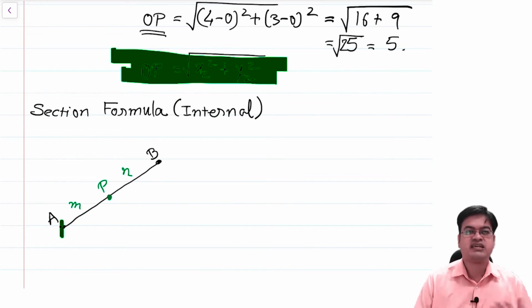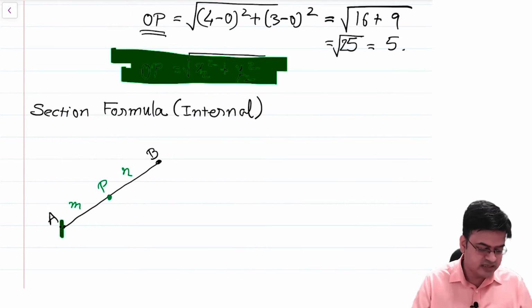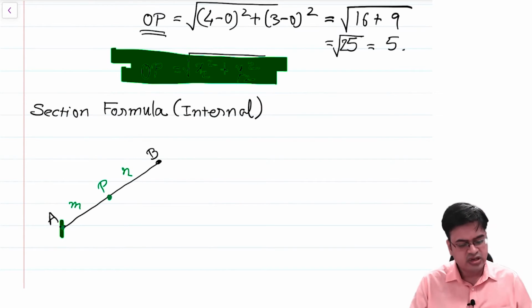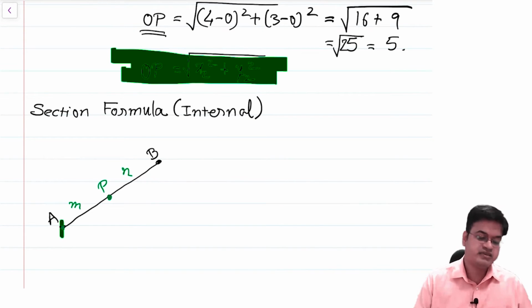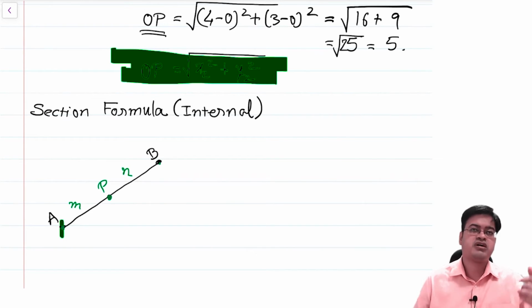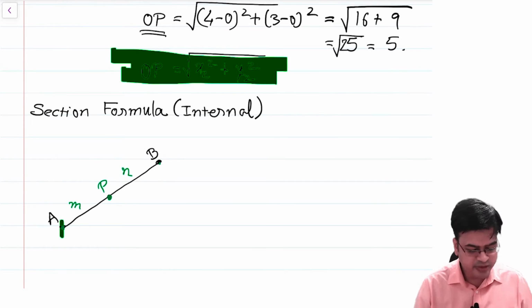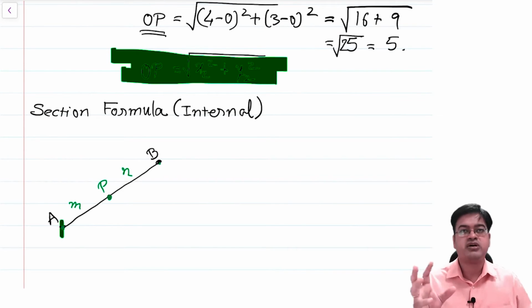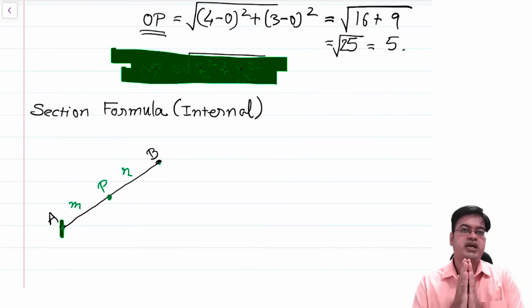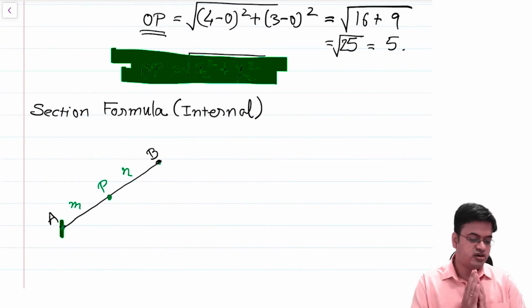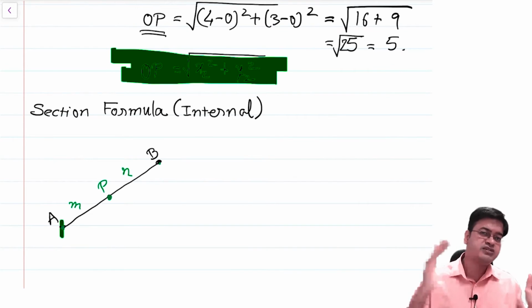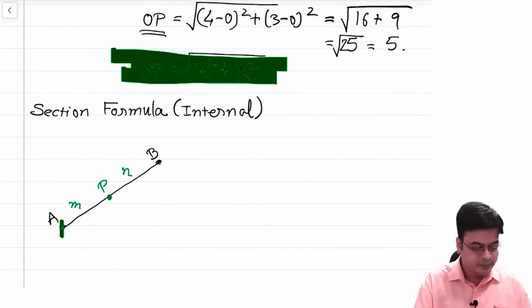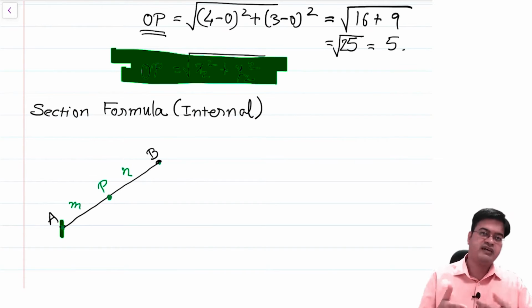I can relate this section formula with some mobile tower or something like that. For example, if there is a building at point A and there is a building at point B, and you want to construct a mobile tower at point P, and your mobile tower is designed in such a way that the range of the mobile tower will reach a distance in the ratio of m is to n. That means your mobile tower will have some range which is proportional to m is to n.